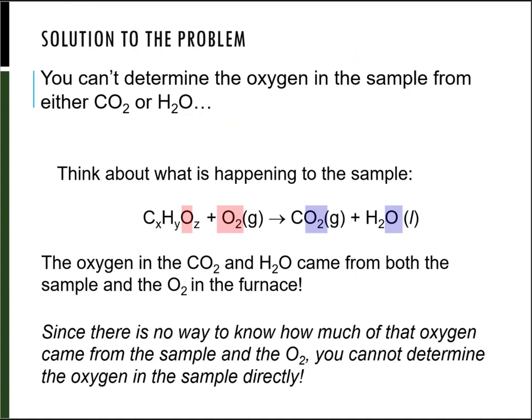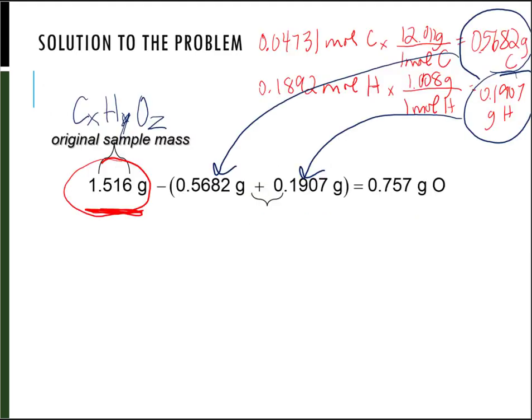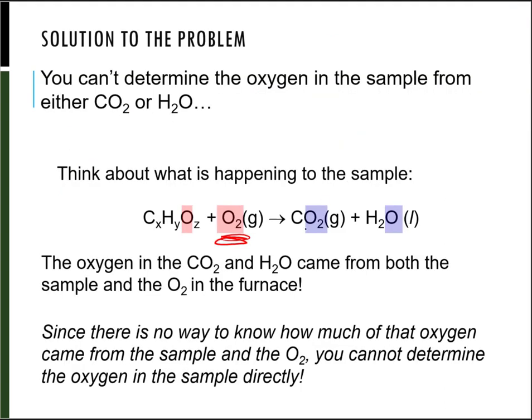All right. So like I just said, there's no way to know how much of that oxygen came from the sample versus the oxygen. So we're not going to do this directly. We're going to do it indirectly. We know that our original sample mass was 1.516 grams, and that includes the carbon, the hydrogen, and the oxygen. But remember we just said in this last slide, I couldn't take my grams of CO2 and grams of H2O and do the same thing that I did because there's O's in both of them, and I don't know how much oxygen I used here. So I can't just say however much I got here would be my mole ratio for this.